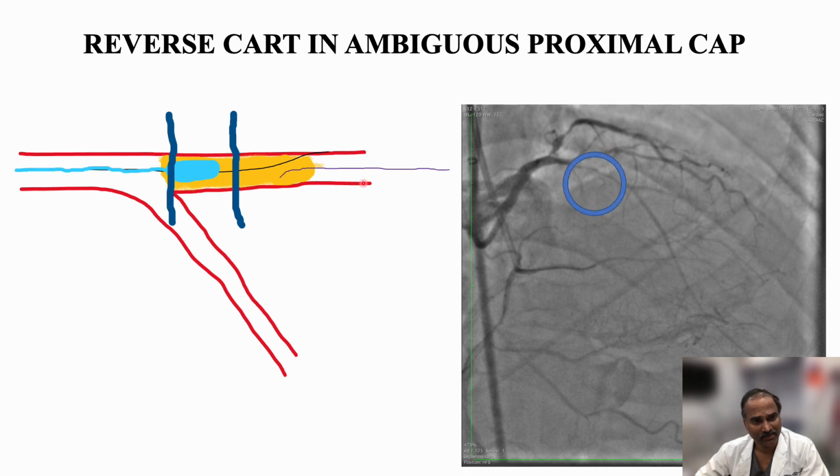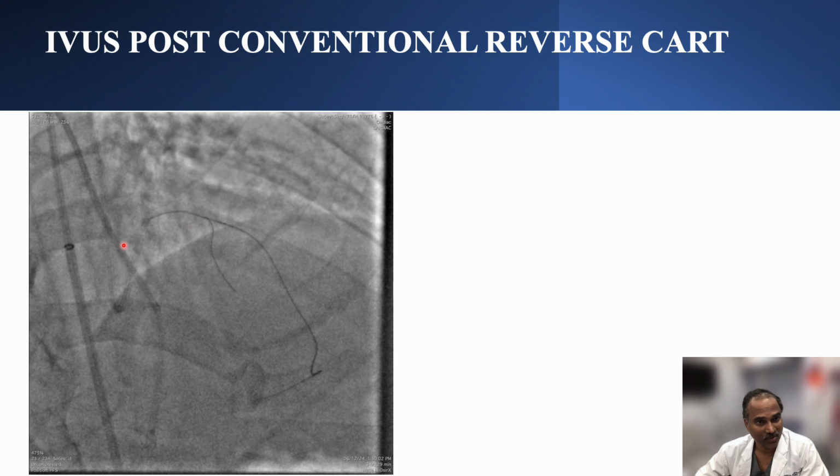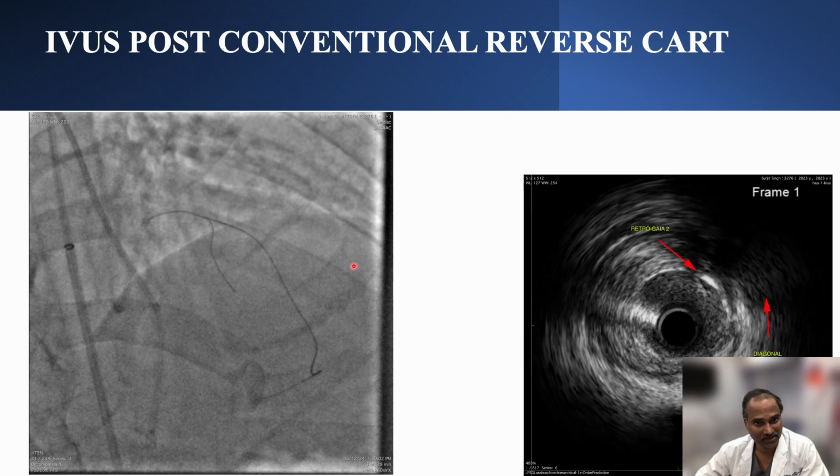With these principles, this is the area where I have to do a reverse CART. So I took a 3 mm balloon, took it into the LAD and beyond the supposed proximal cap, which we thought, and directed the retrograde Gaia 2 onto the end of the balloon. And once the wire is in the proximal vessel, again we have to confirm the wire location with IVUS in relation to the side branches. So this is a retrograde Gaia 2, which is in true lumen in LAD.